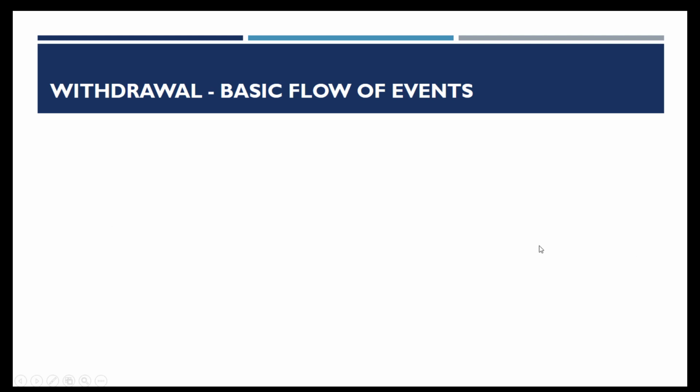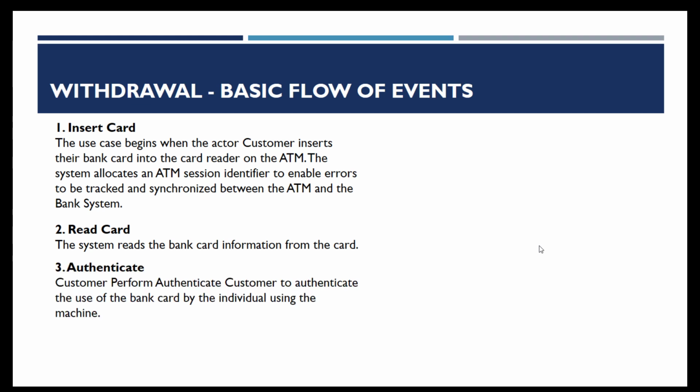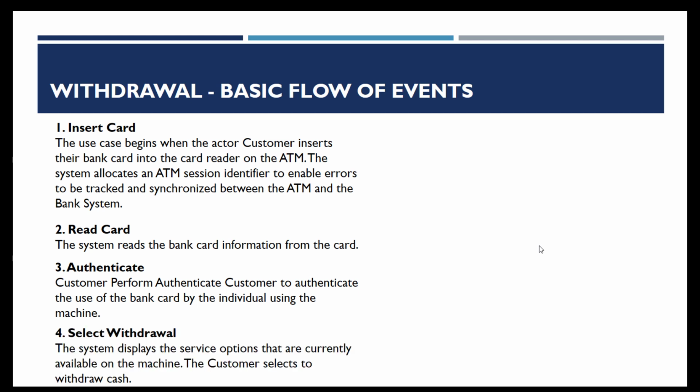So, step 1. User inserts a card. The use case begins when the actor customer inserts the bank card into the card reader and the system allocates an ATM session. Next, it reads the card: the system reads the bank card information from the card using the card reader. And next, using your PIN number, you get authenticated. And then a user or customer can select a withdrawal option from the menu.